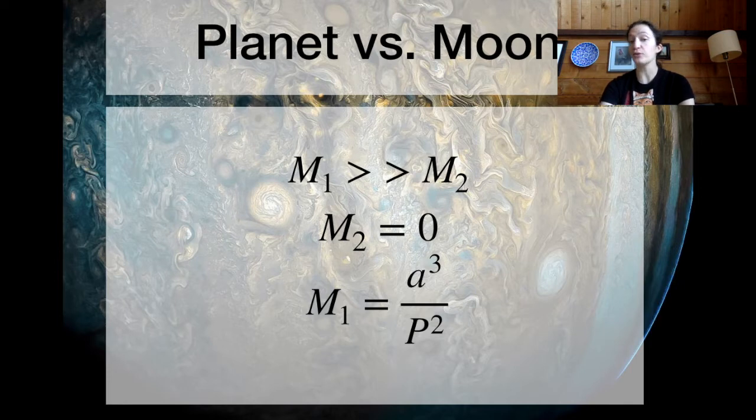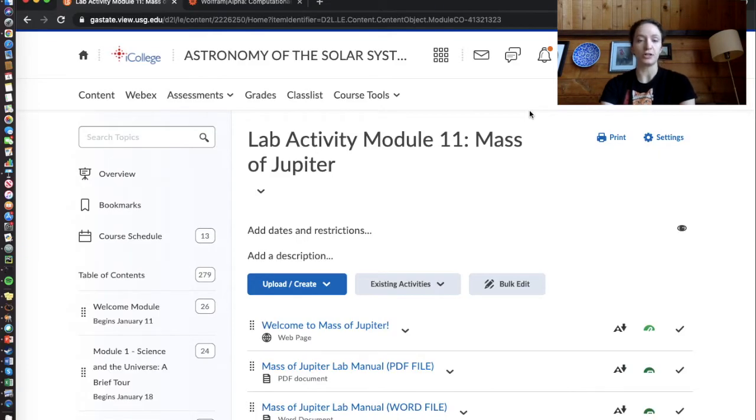Then our formula further condenses down to the mass of your planet is equal to the semi-major axis cubed of one of its moons divided by the period squared of one of its moons. So this really clarifies how we're going to be able to use Jupiter's moons to find the mass of Jupiter. So then switching over, let's start looking at the lab.